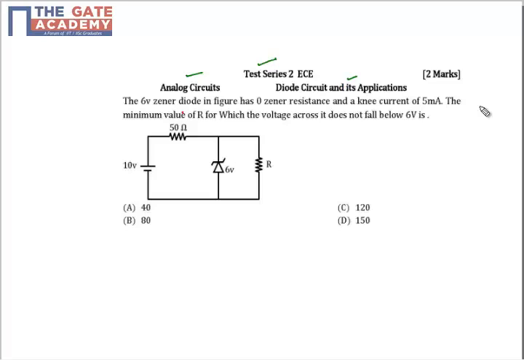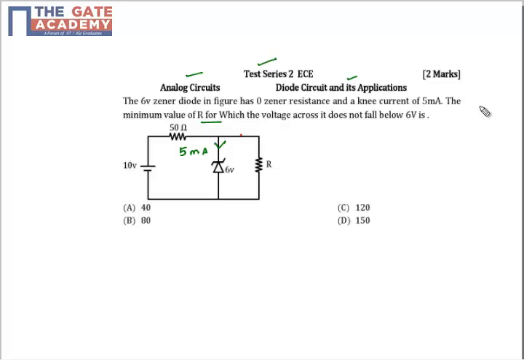Question says that one 6 volt Zener diode is connected across a R ohm resistor, and the knee current of the Zener is defined as 5 milliampere. Knee current is the current across Zener, which is 5 milliampere. We need to find the minimum value of resistor R such that voltage across Zener diode does not fall off 6 volt. So if the voltage across Zener diode is 6 volt, we need to find the resistance R.